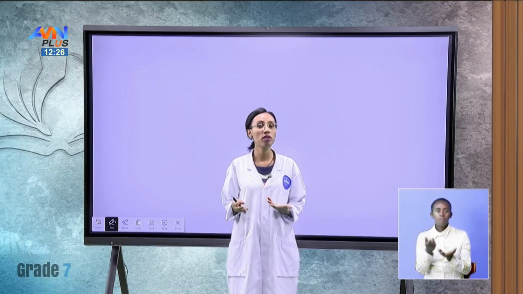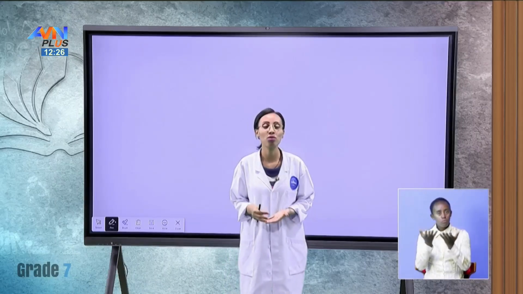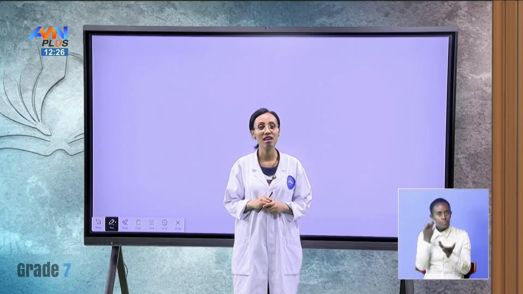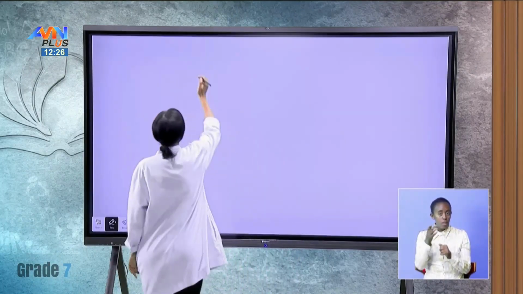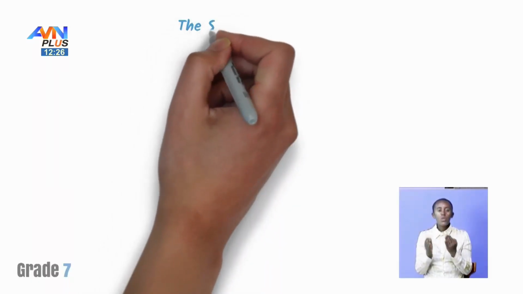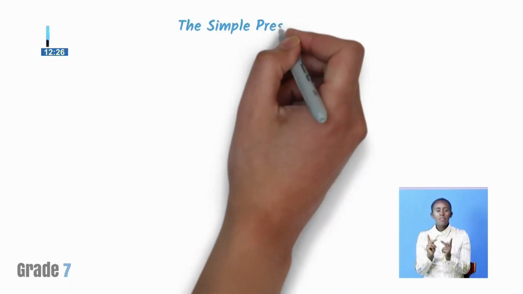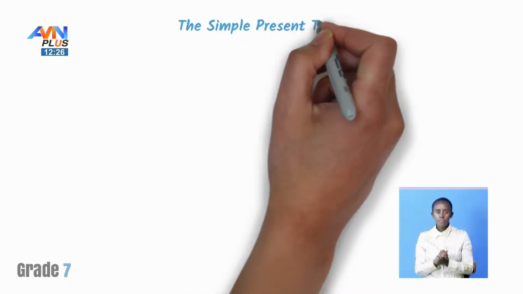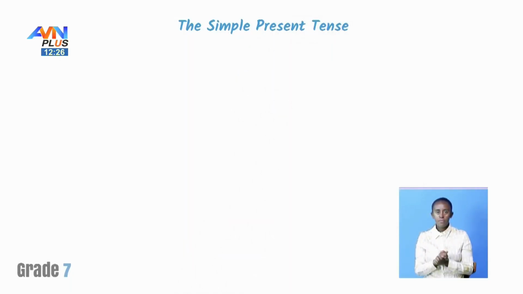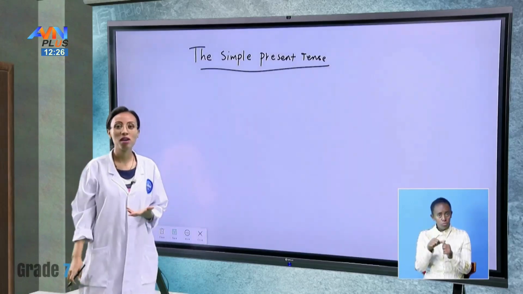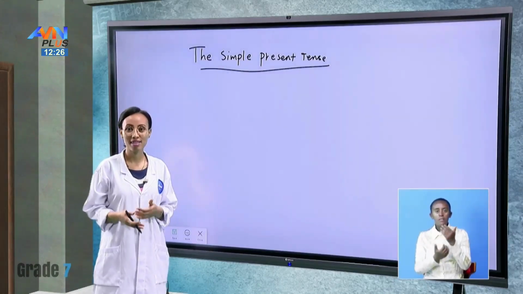Today's topic is the punctuation comma. But before we talk about that, I want us to go to the earlier class and have a quick revision about what we talked about last time. If you remember, last time we talked about the simple present tense. Can you remember what we discussed about the simple present tense?